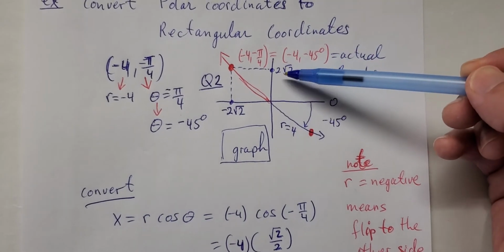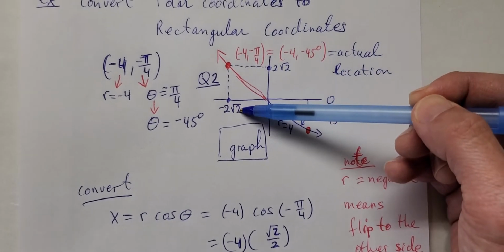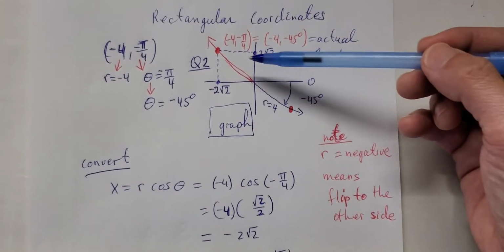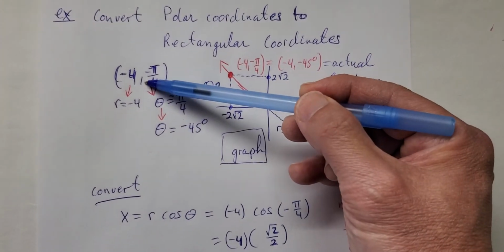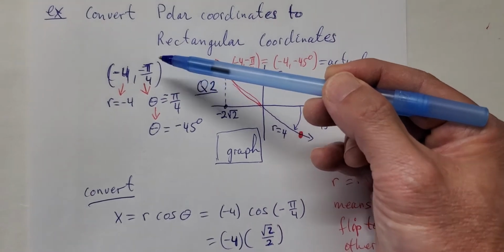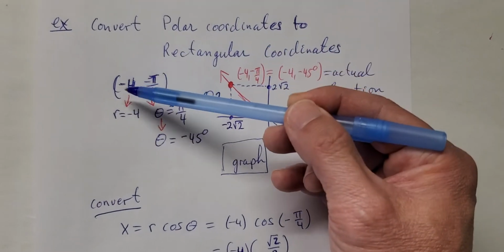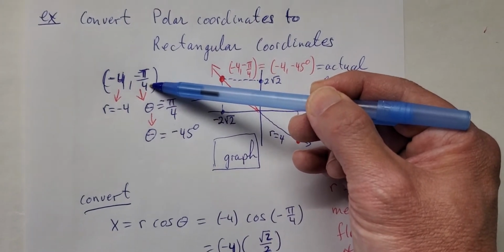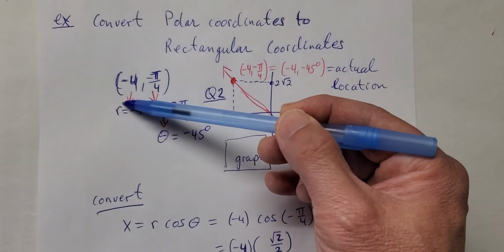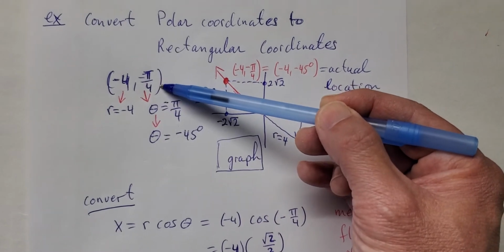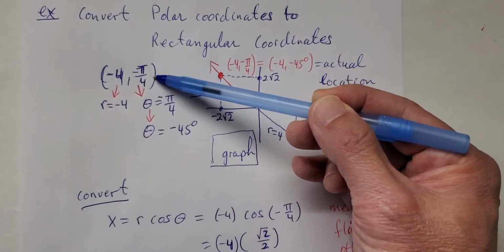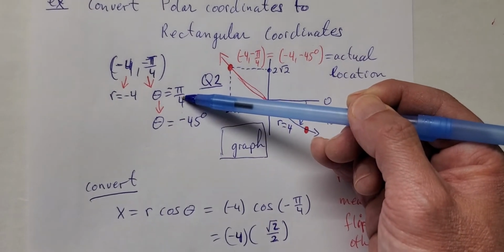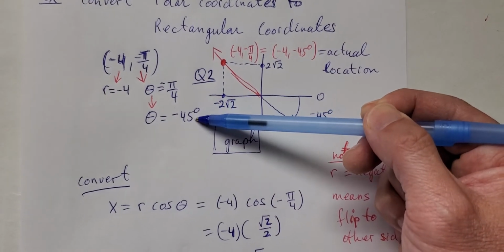Okay, 2 square root 2, negative 2 square root 2, I will explain it just a bit. All right, so that is the graph of negative 4, negative pi over 4. In a polar coordinate, r goes first and then the angle, and the angle is always in radians. However, radians is difficult to visualize, so change it to degrees.